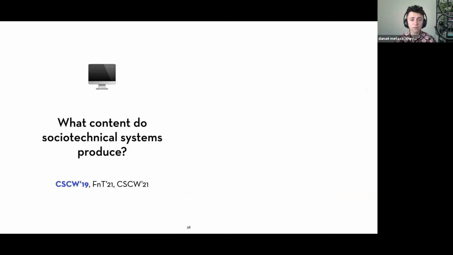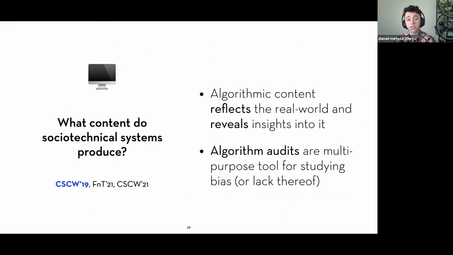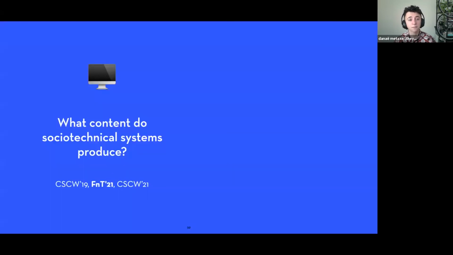So in short, our findings from this study demonstrate that algorithmic content reflects real-world information and reveals insight that speaks to theories from other disciplines like political science. And overall, algorithm audits are a multi-purpose tool for studying bias in socio-technical systems.